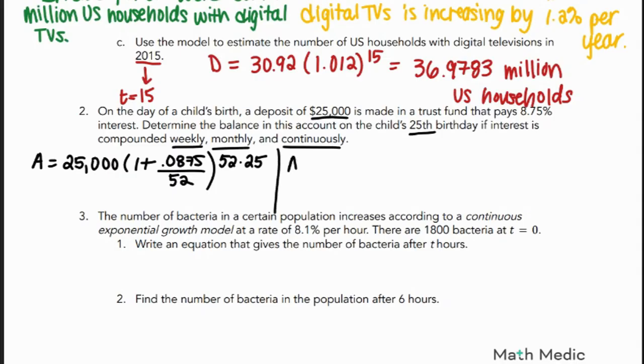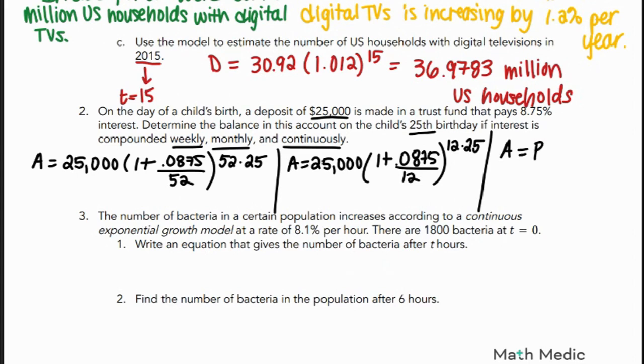All right, for monthly, we're going to have essentially the same formula, except the number of compounds per year is going to change to 12. So instead of 52, we're going to put 12. We're going to change this 52 to a 12 also, but everything else stays the same. Finally, we have our continuous compounding, which means we're going to use our PERT equation. So that is going to be A equals 25,000 times e to the rate, which is 0.0875 times 25 years.